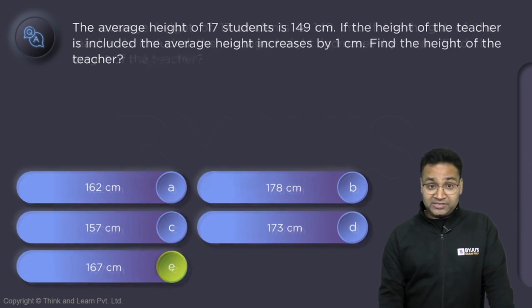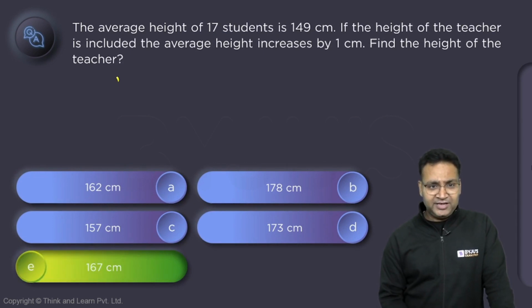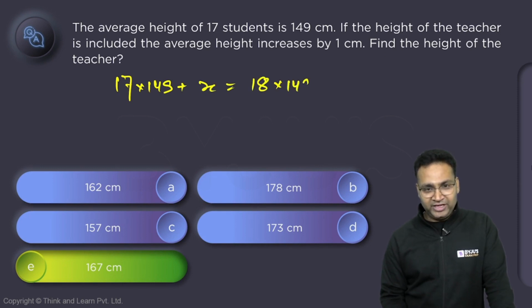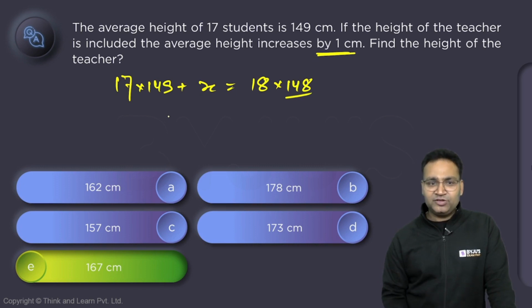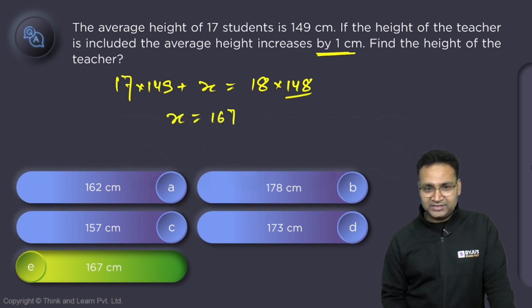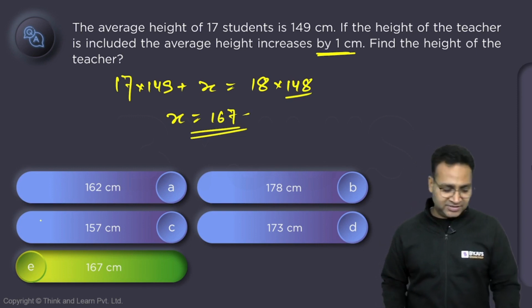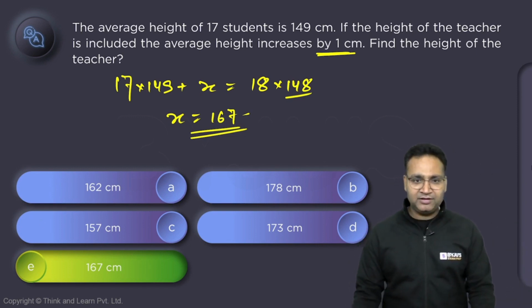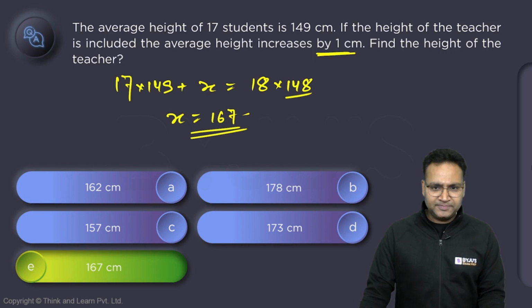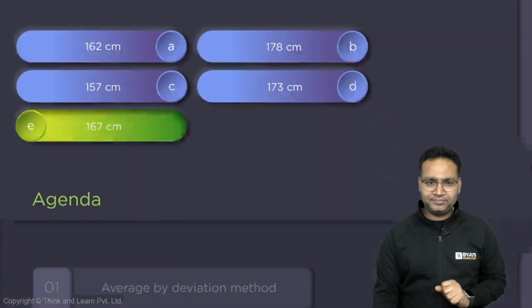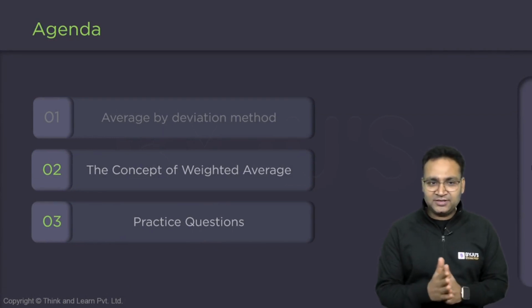You can also do it systematically, right? You can say 17 students with average 149 plus the teacher is 18 students into 150, since the new average increases by 1. You can also get the value of x from here, 167, but you know the difference. This is quite calculative. Getting my point? It is very important to understand that if I do not develop the deviation method, I will waste a lot of time. So this is the first part done.